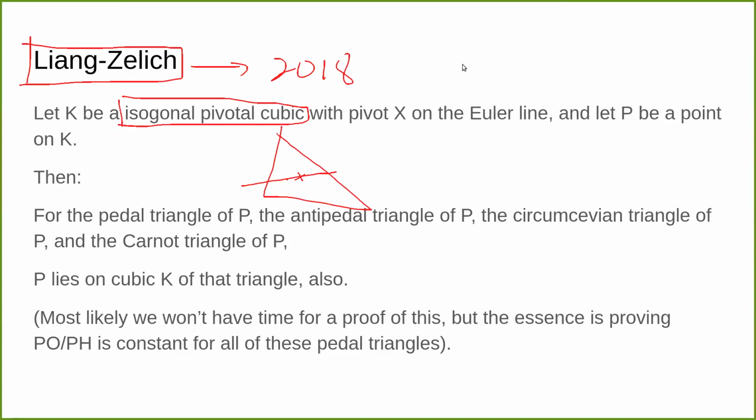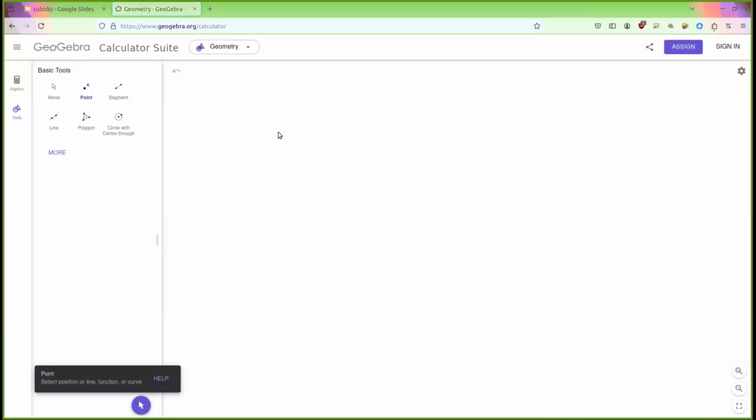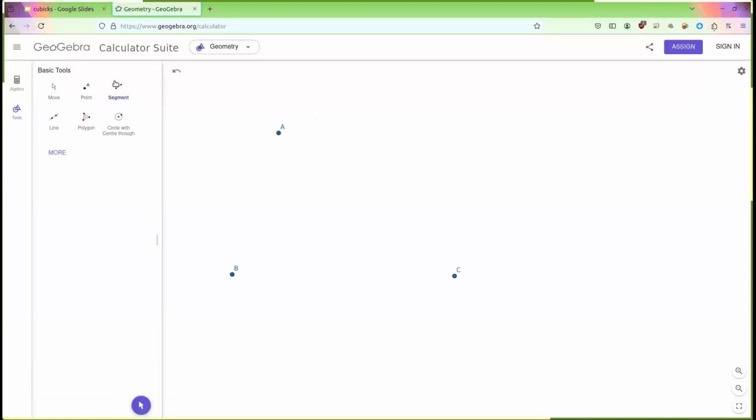Actually, I'll do GeoGebra for this. Hold on a second. Okay, I think it says visible. It should be, right? This is really cool.